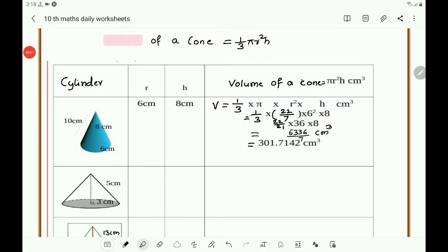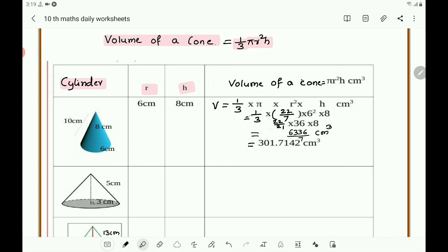Next about the volume of a cone. What is the formula to find the volume of a cone? That is 1 by 3 pi r square h. You know the formula to find the volume of a cylinder. Volume of a cylinder is pi r square h and volume of a cone is 1 by 3 pi r square h. If a cylinder and cone are having the same base and same height, then the volume of the cone is 1 by 3 part of the volume of the cylinder, or the volume of the cylinder is 3 times the volume of the cone. Now here radius and height are given, then find the volume of the cone given.